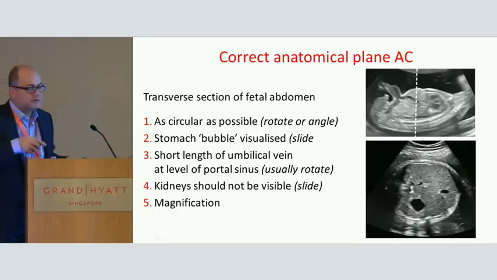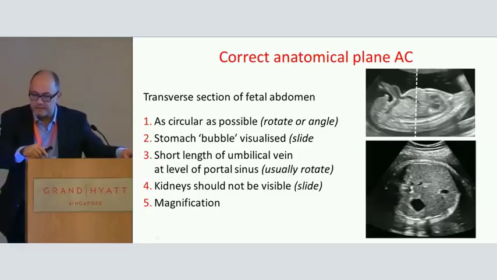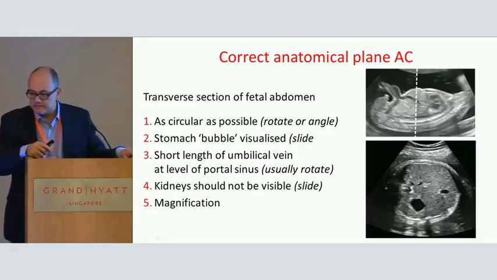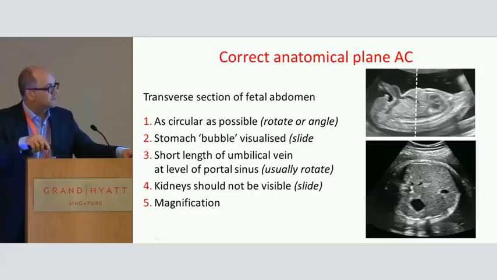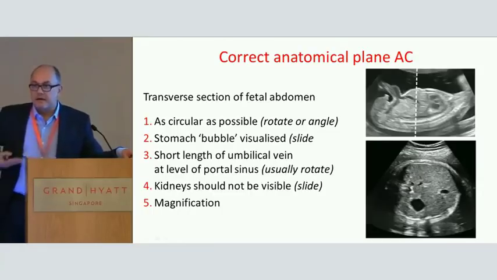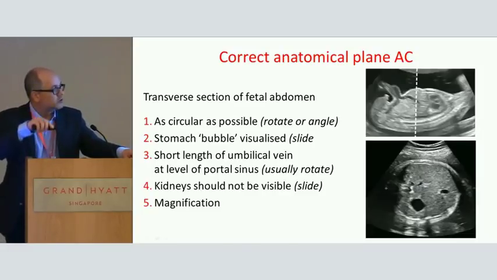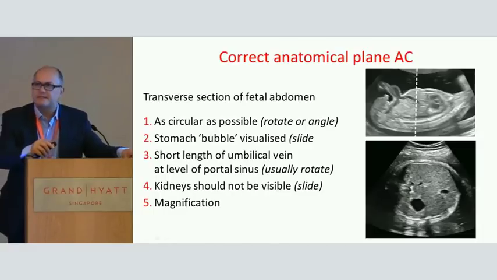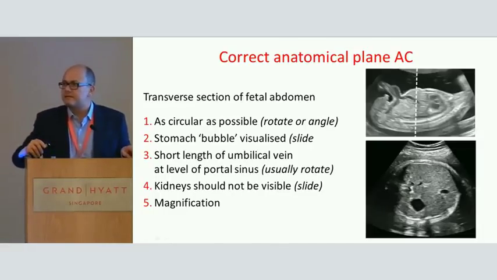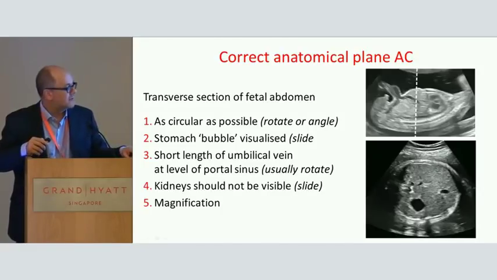So these are the criteria for a correct abdominal circumference. I want it to be more or less circular. The stomach bubble is visualized, and we need to slide up and down in order to get the visualized stomach bubble. We want a short length of the umbilical vein, exactly as I showed there. And the kidneys have no business to be in this plane. The kidneys are lower down, right? So if you're seeing the kidneys, you're too low. You need to come up a little bit. Nor should you have the bladder visible, okay? Because that's clearly far outside the area.